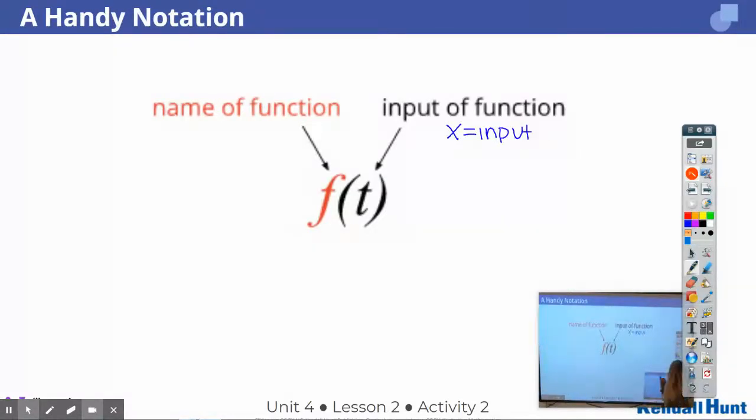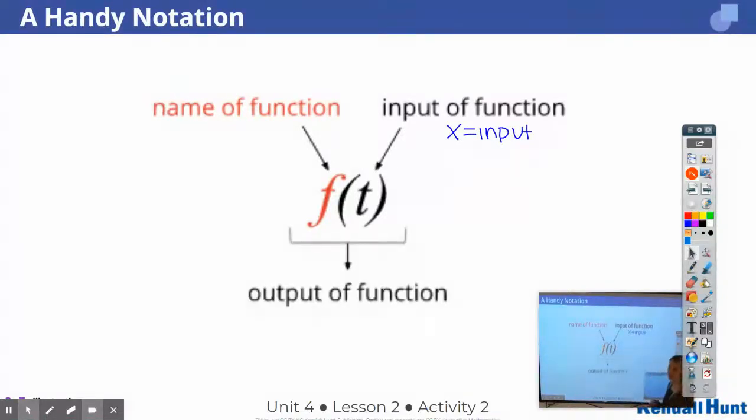And then the whole thing together is your output. So it gives you your answer. That's what you set it equal to. And your output is the same thing as your y value.